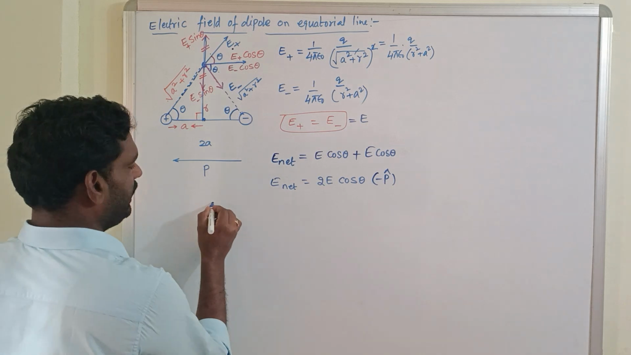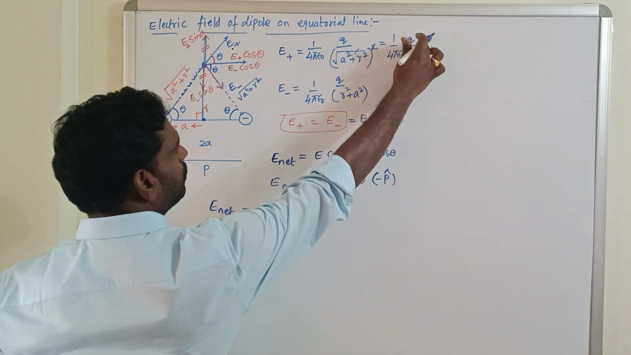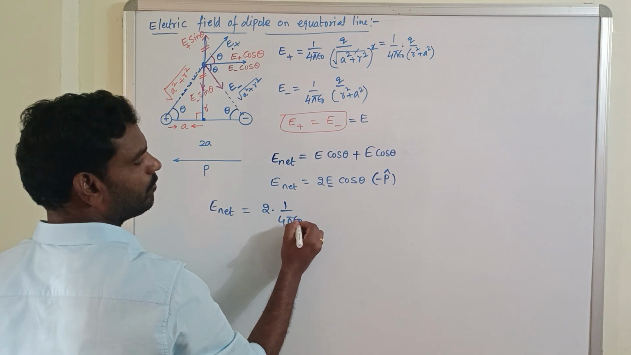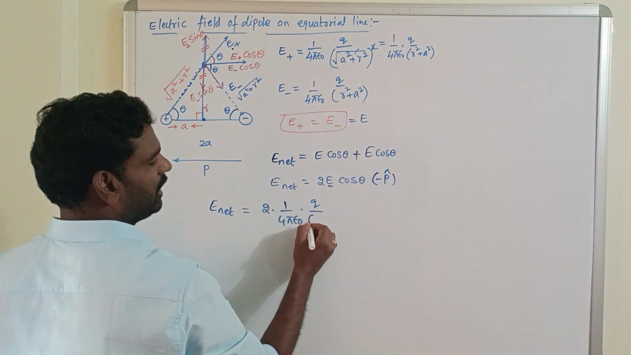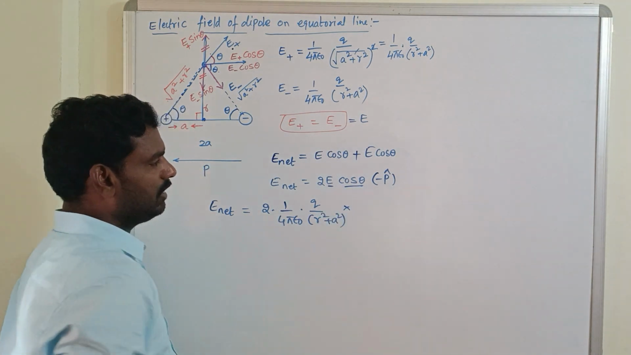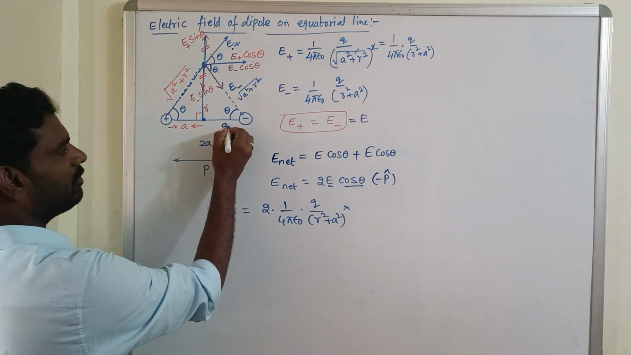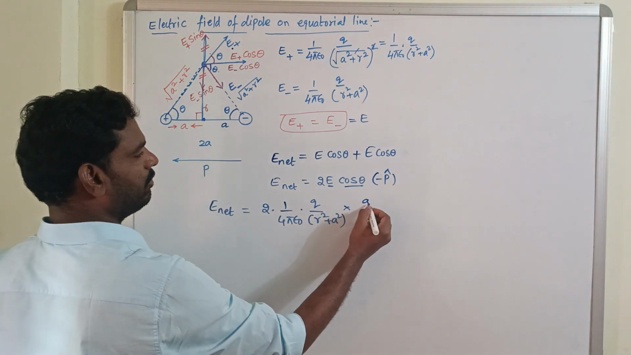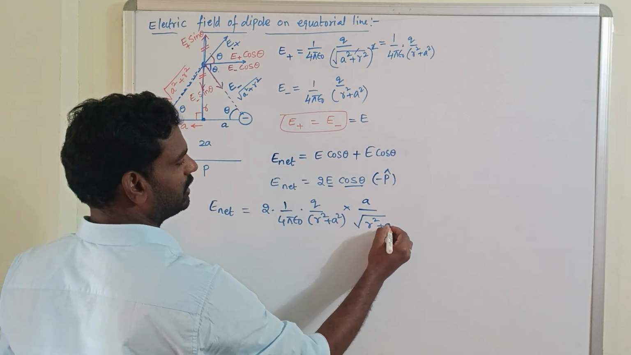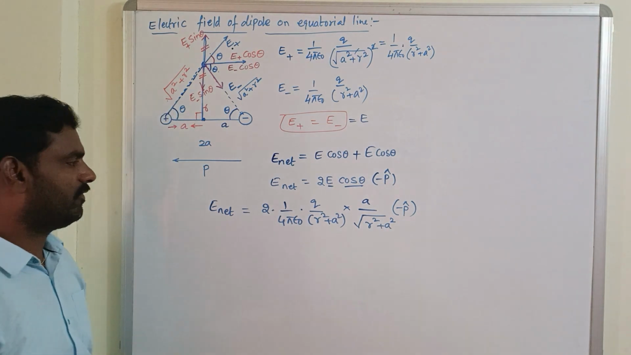So net electric field is equal to 2 into E, and E is the same for both, so 1 by 4 pi epsilon naught q by r square plus a square into cos theta. Instead of cos theta, we can write cos theta is equal to adjacent side by hypotenuse. The adjacent side is a, so a divided by root r square plus a square, into minus p. Minus p indicates the direction of the electric field.